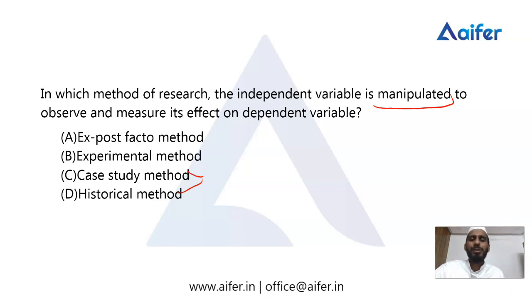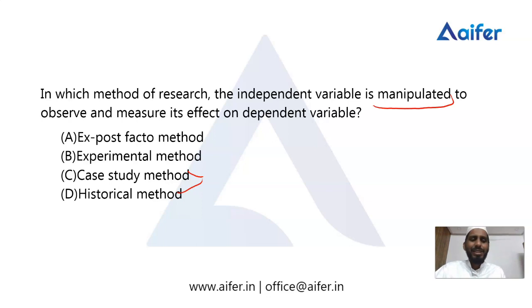What is the difference between the ex post facto method and the experimental method? Basically, both are conducted to measure the effect of the independent variable on the dependent variable. But the difference is, in the experimental method, the independent variable should be manipulated, while in the ex post facto method, the independent variable should be selected. This is the basic difference between the ex post facto method and the experimental method.